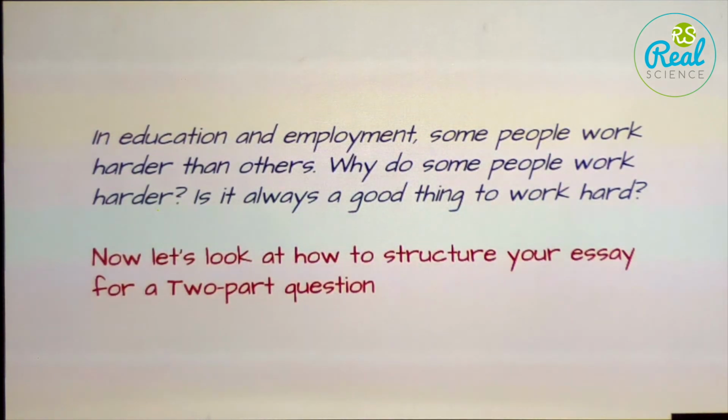So this was the essay that you wrote. Do you remember? Yes. In education and employment, some people work harder than others. It was the essay that most of you got a low mark on, the lowest for you, let's say. If you haven't written an essay for this one, please read the topic right now.